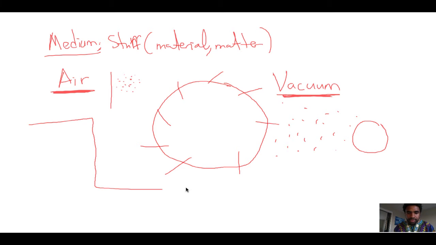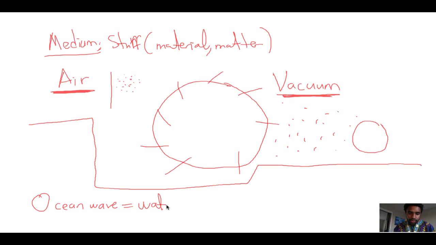Other mediums of waves, all right? If you get, for example, an ocean wave, what do you think the medium of an ocean wave is? If you guessed water, you are very correct. So the ocean wave is moving through water. If you took a rope and created a transverse wave that looked like this, the medium of that wave would be the rope.